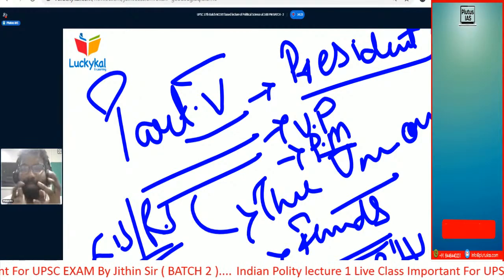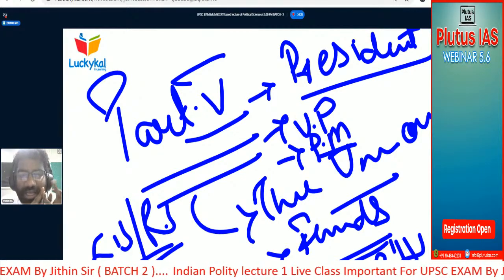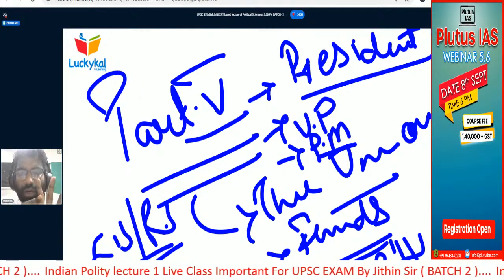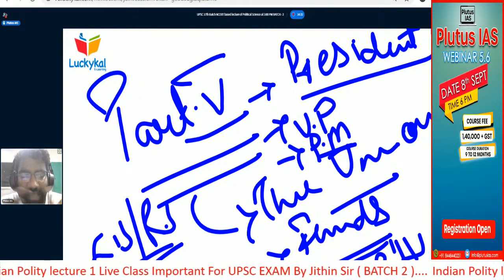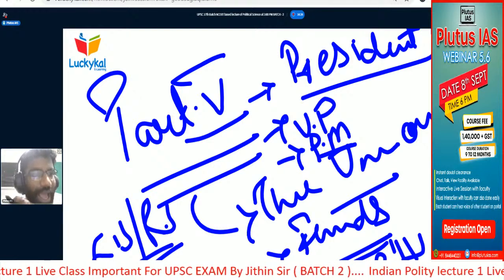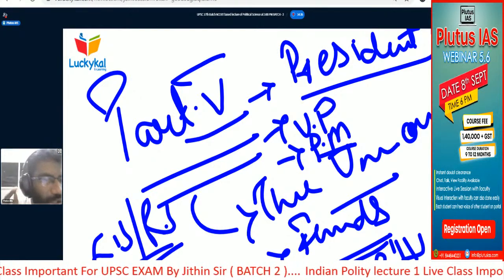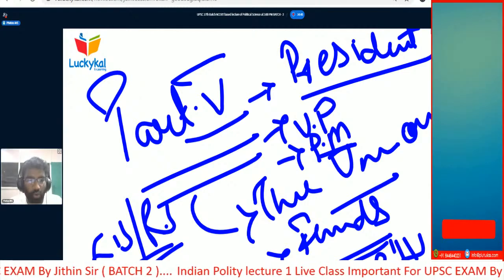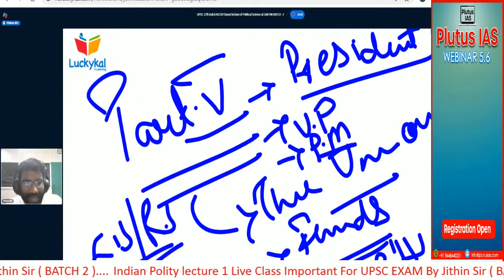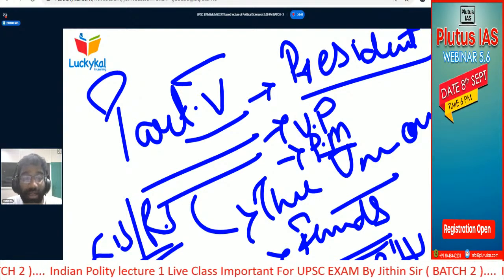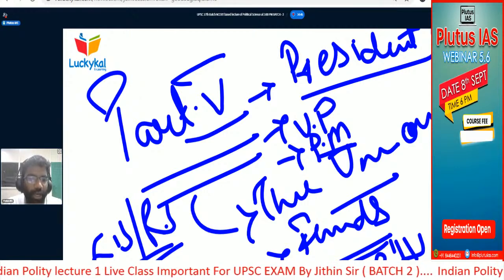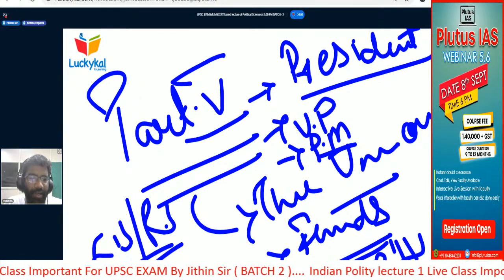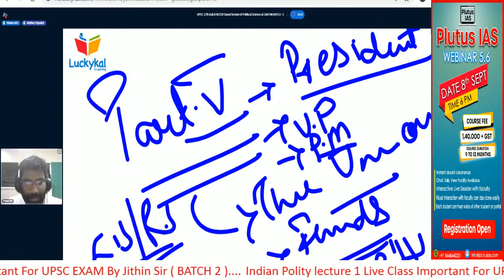So basically, part 1, the union and its territories, part 2, citizenship, part 3, fundamental rights, part 4, DPSP, and part 5 is the union. Anyone has any single doubt in your mind? आपके मन में किसी के भी एक point में भी doubt हो, so you can stop me right now, because I am going to start the first part of Indian polity with your permission. Any doubt? Sure. Kritika, ask.